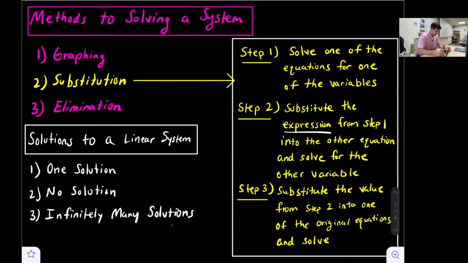Once again, we have three solutions to a linear system. We have one solution, we have no solution, and we have infinitely many solutions. We will look at an example of each of those types of solutions.